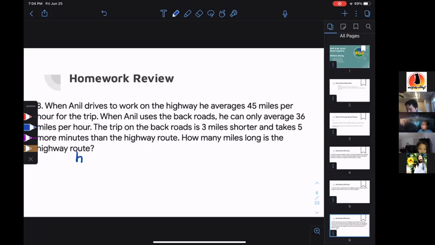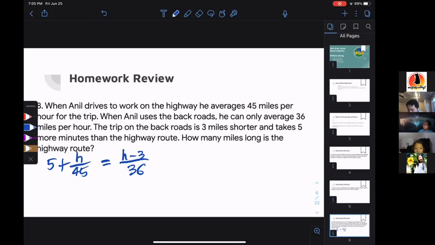So we're given that the trip on the back roads is 3 miles shorter, so that is h minus 3. And it takes 5 more minutes than the highway route, and we know the average speeds. So the time taken for the highway route is h, the distance, divided by 45, and that would be equal to the distance on the back roads over 36. This takes 5 more minutes than that, so there's plus 5 here.